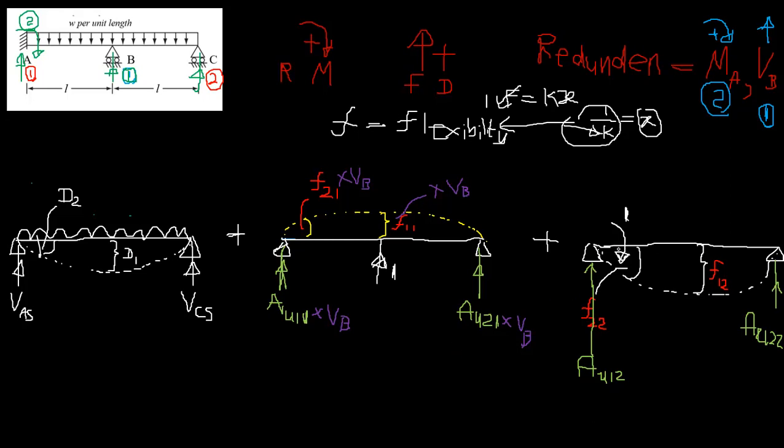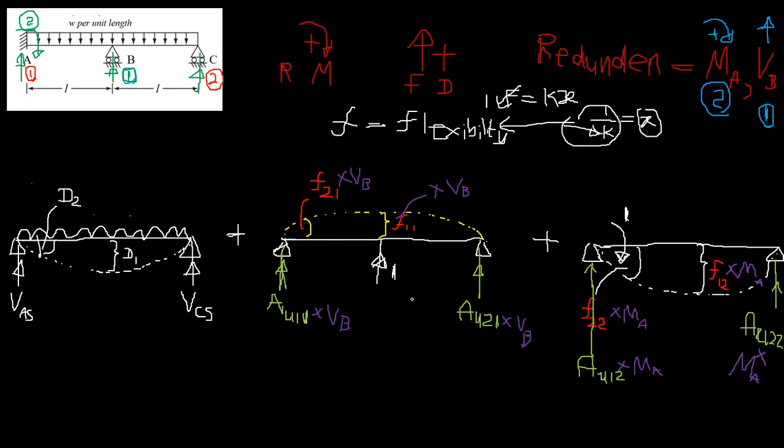So we apply a unit moment, but the actual moment is MA. So we need to multiply everything by MA, right? Like everything by MA, right? So okay, now we need the shape of the structure.